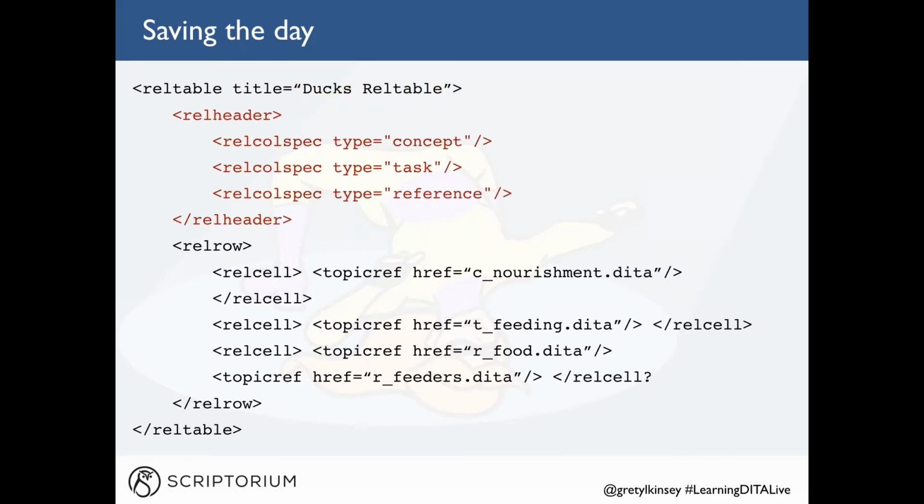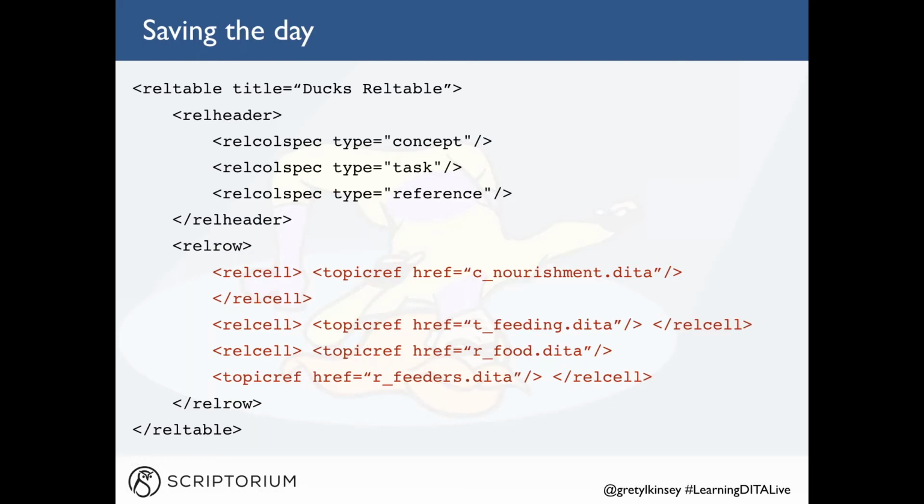Then we have our header row, which uses the relheader element. And within the relheader, we have 3 relcolspec elements. So there's one for each column in our rel table. And as you can see, each relcolspec has a type attribute, and that's where we define the type of information, so concept, task, or reference. Then after the relheader element, we can have any number of relrow elements to define each row in our rel table. And you can see that this code sample shows the first row from that table that we looked at earlier. The relrow element contains relcell elements.